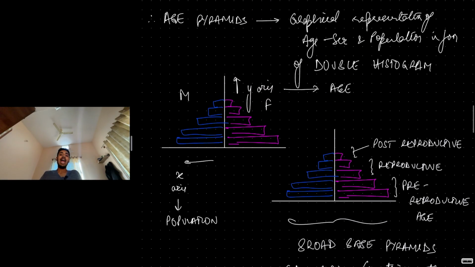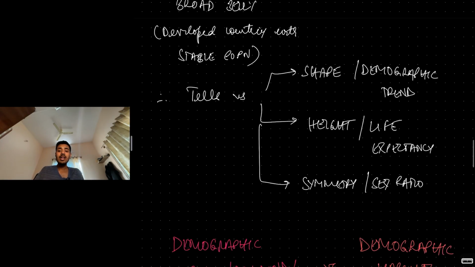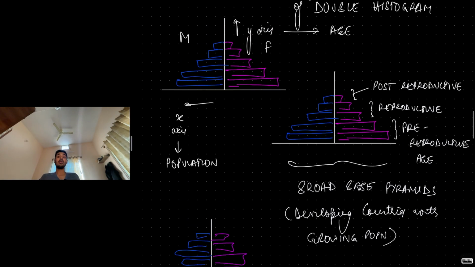And the symmetry: one side is for males, one side is for females. So if we clearly see that both of them are symmetrical, the sex ratio is normal. So symmetry tells you the sex ratio. So you get three inferences from age pyramids.